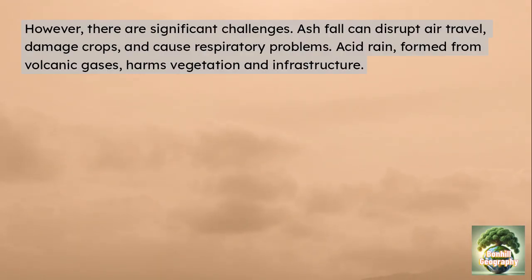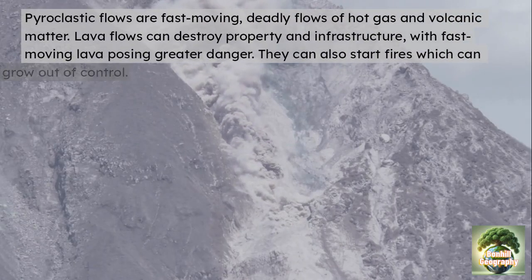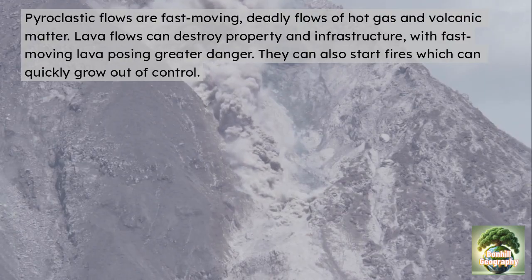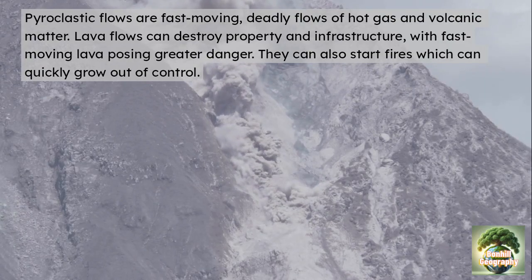This is formed from volcanic gases like sulfur. This can harm vegetation, stripping trees from their leaves and infrastructure. Pyroclastic flows are fast-moving, deadly flows of hot gas and volcanic matter. These can travel up to speeds of 400 km per hour.